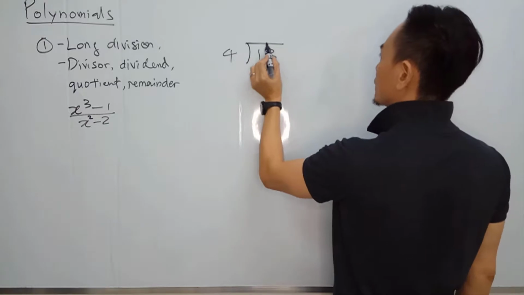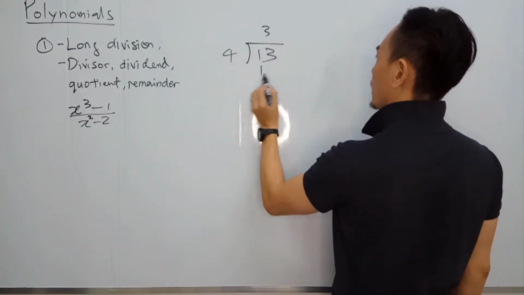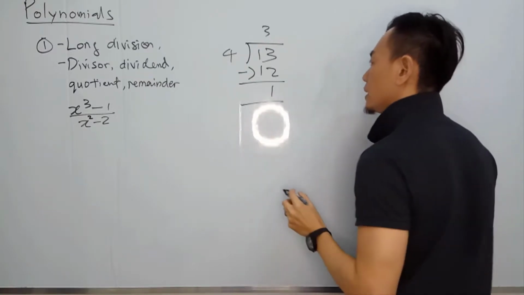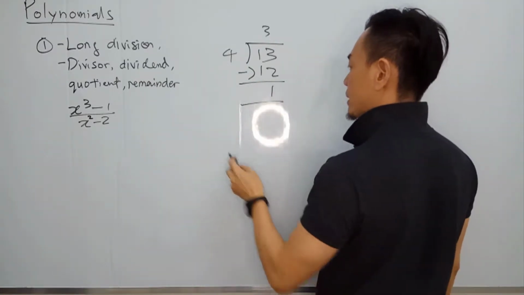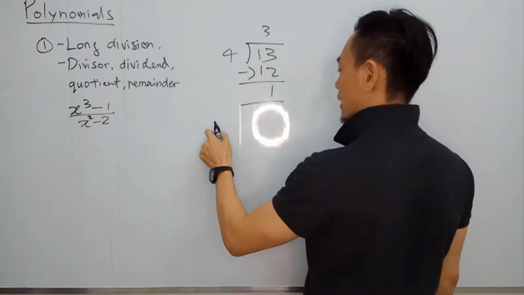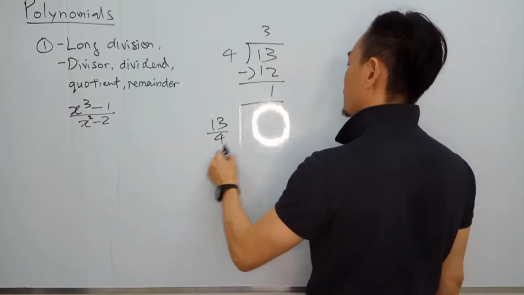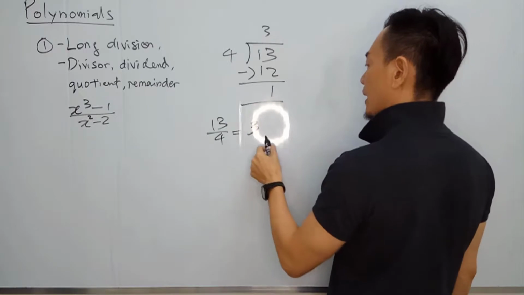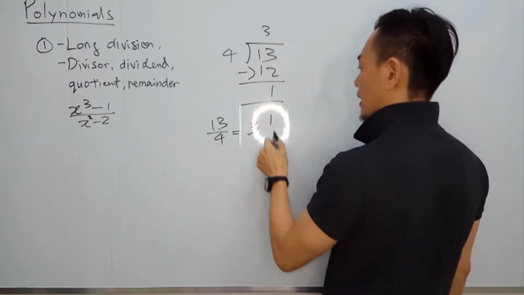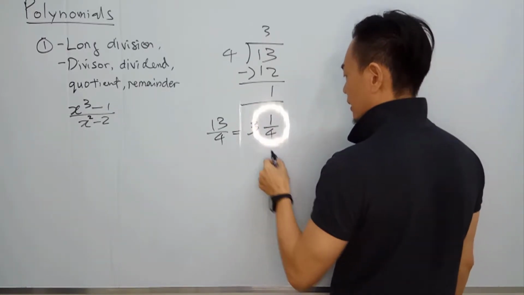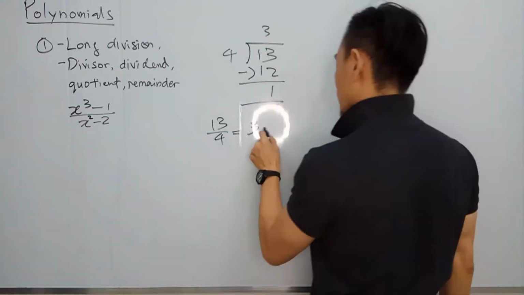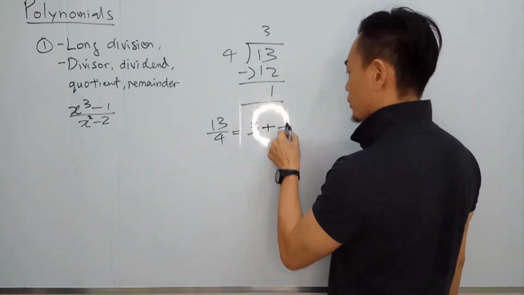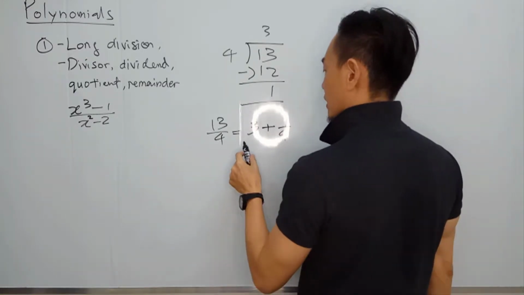So we do this long division. 4 times 3 is 12. 13 minus 12 is 1. So at the end of this, there are 2 ways you can say it. We can say that 13 divided by 4 gives us a quotient of 3, and then there's a remainder of 1. I can put this as a plus: 3 plus 1 over 4. So this is the quotient, this is the remainder, this is the divisor.